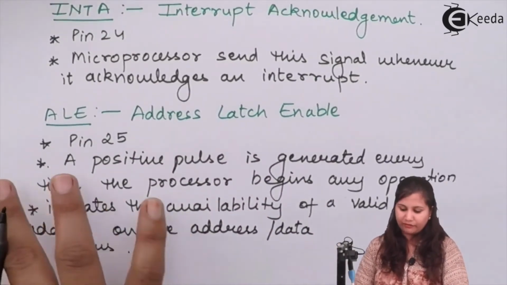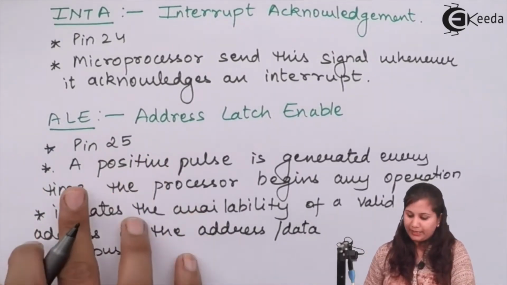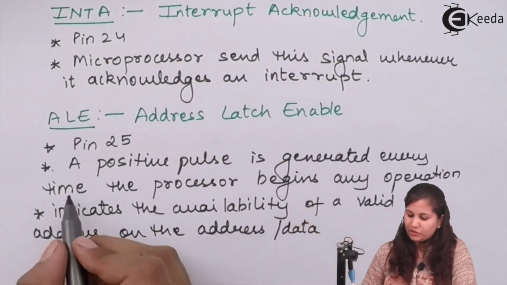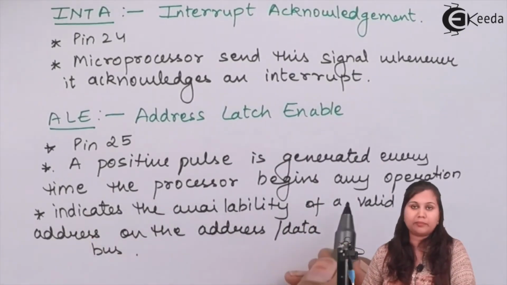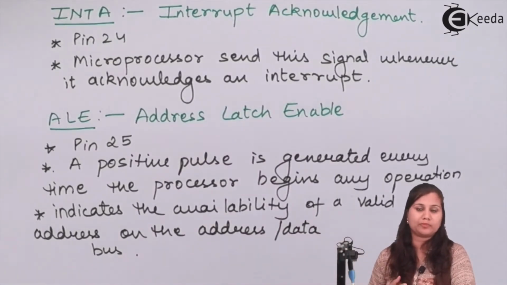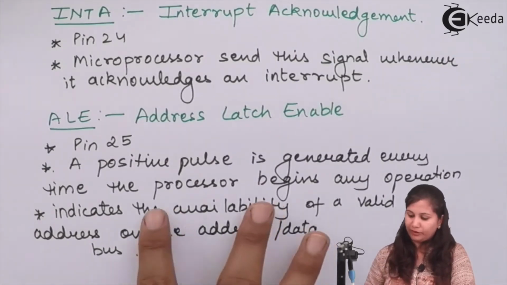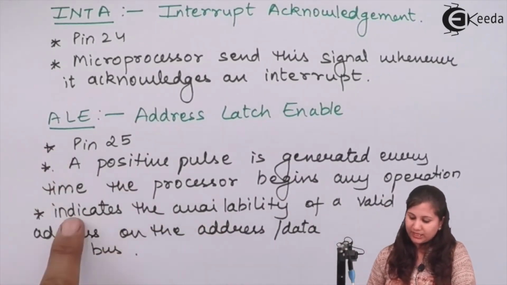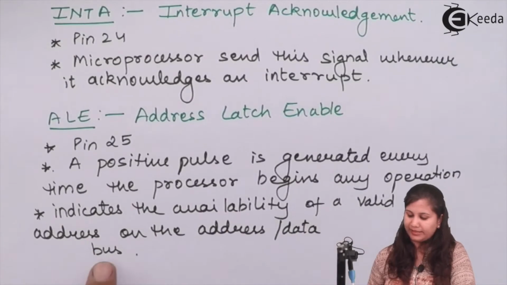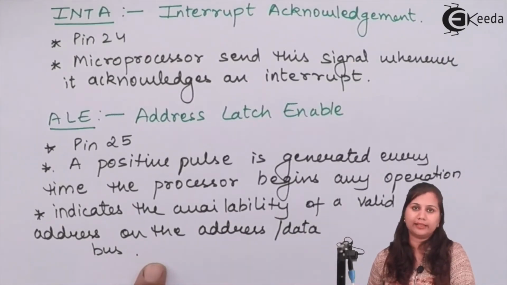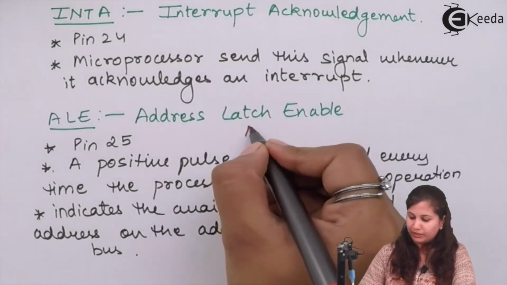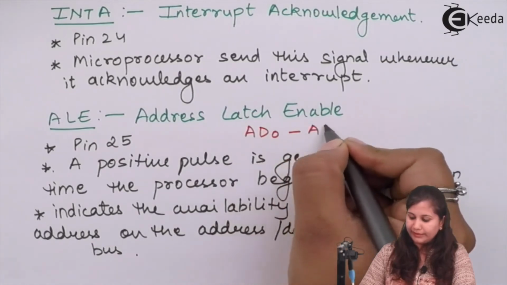This signal is available at pin number 25, and when there is a positive pulse, meaning when the signal is high, every time the microprocessor starts any operation like read or write, this signal is high. Okay, and when the signal is high, it indicates that a valid address is available on the address and the data bus, because we have the address and the data bus multiplexed with each other, that is AD0 to AD15.